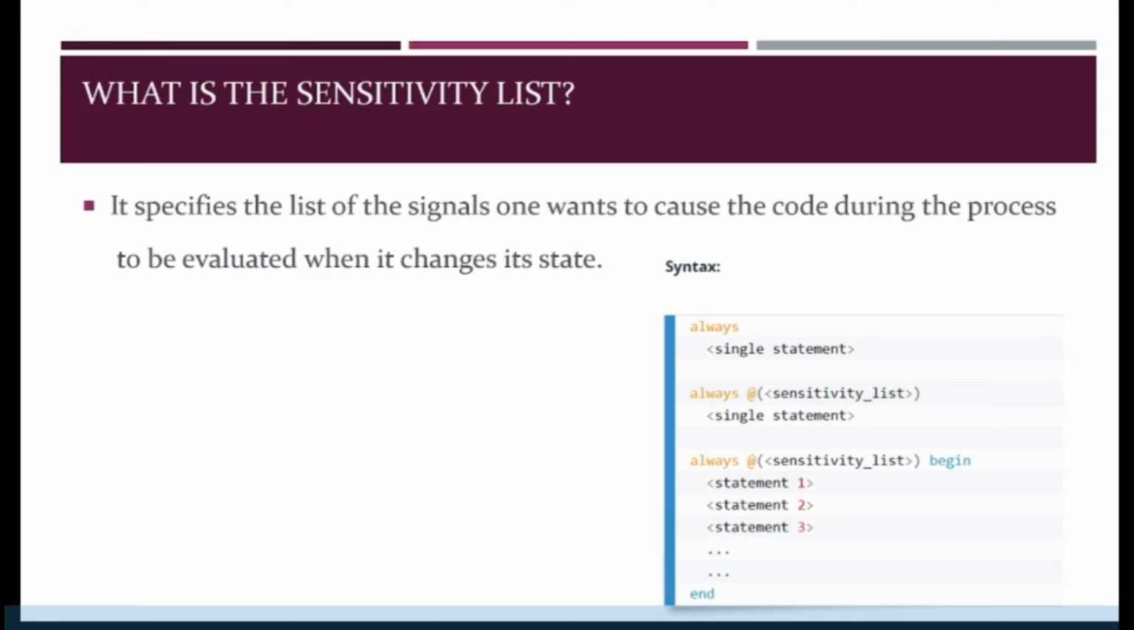Now the next question is, what is the sensitivity list? Have you heard this thing, sensitivity list? You'll mostly observe this in the always block. Basically you have three kinds of modeling techniques, which are data flow modeling, behavioral level modeling, and structural level modeling. In behavioral modeling you will have two blocks, initial block and always block. Within this always block you will have this sensitivity list, which is mentioned with the at the rate symbol before it.